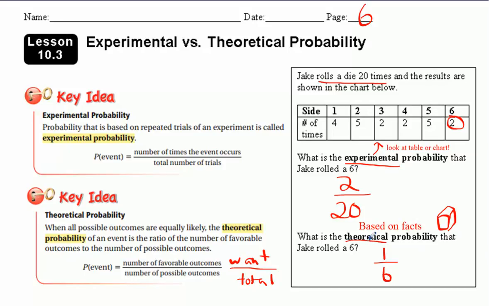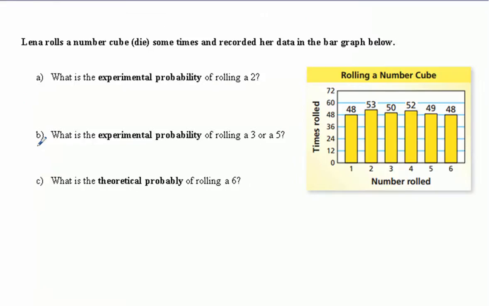Here's a spinner. What's my chance of getting a 2? What's my chance of getting a 3? What's my chance of getting a red? What's my chance of getting a blue? You're basing it on just what you're given to start with, based on the facts of a die. What's my chance of getting a 6? That's it. All right, so let's go on to some more practice questions.